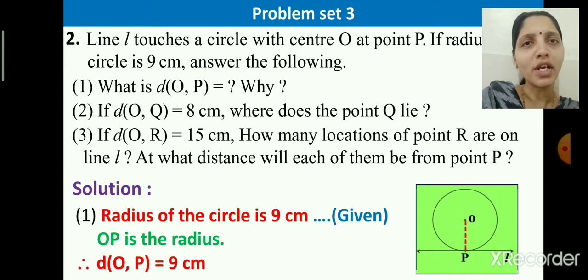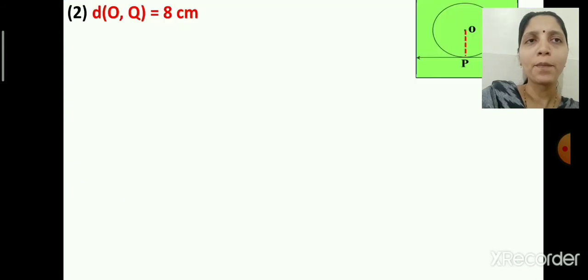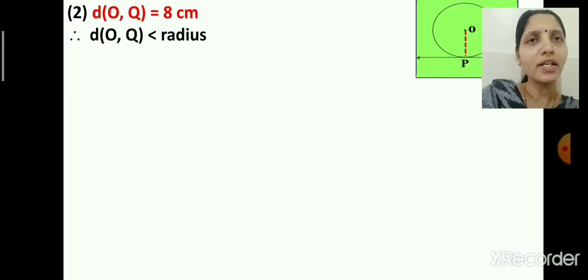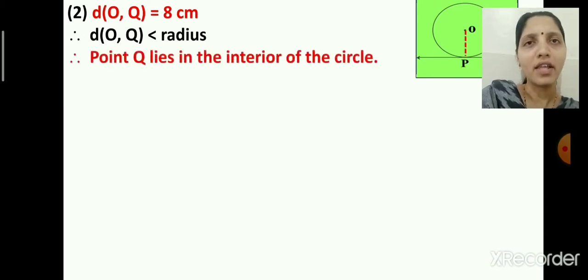Now let's move on to the next question, that is, if distance OQ is equal to 8 cm, where does the point Q lie? Now, distance OQ is 8 cm, and we know that the radius is 9 cm. So we can write here distance OQ is less than radius. Therefore, point Q lies in the interior of the circle.